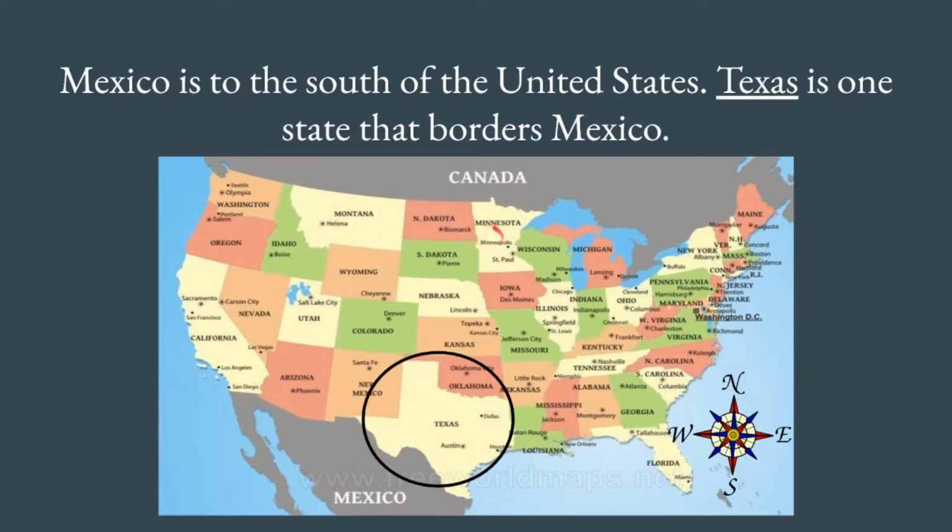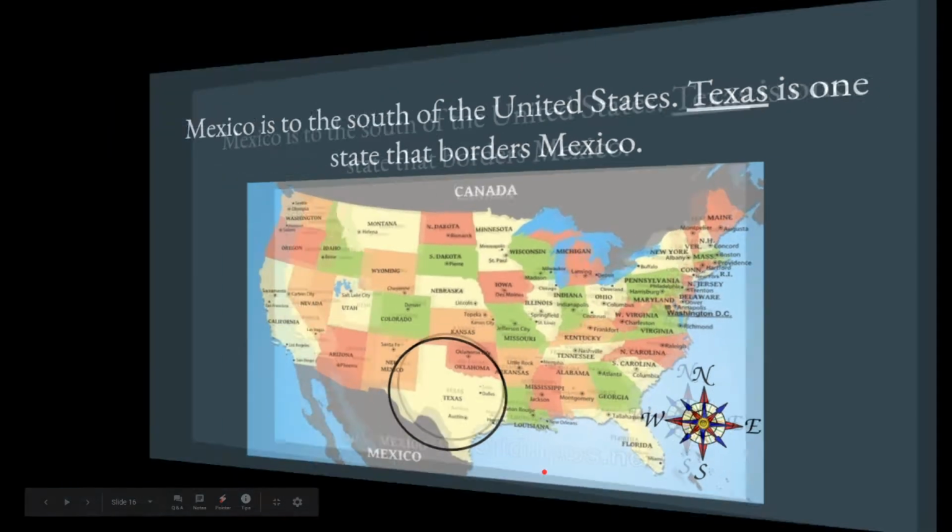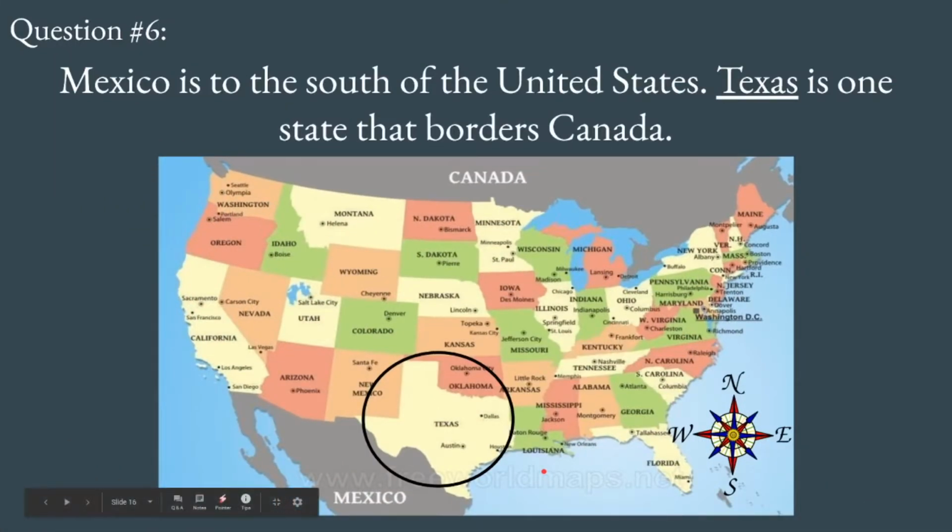All right, so Mexico is to the south of the United States. And so you see south points down, you look down, and here's Mexico. And Texas is a state that borders Mexico, and that's circled here in this big old circle because Texas is a big state. So, question 6 asks you to name one state that borders Mexico. So, you can go ahead and write in Texas now.